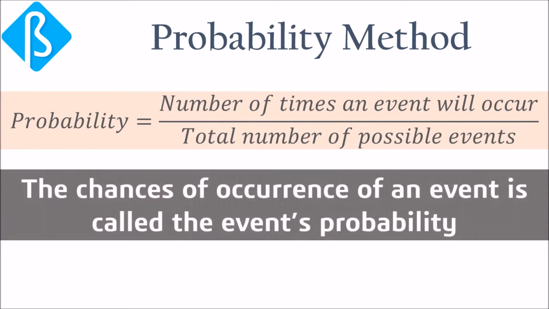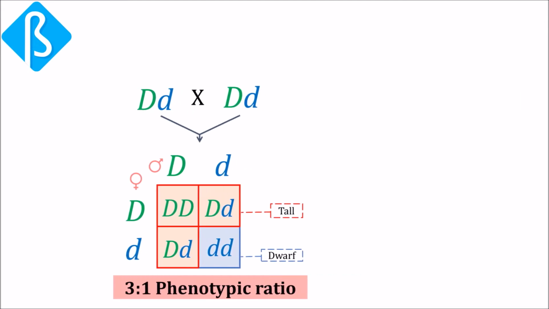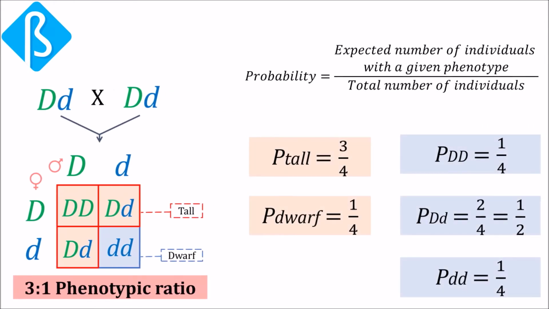Now we can understand the definition of it, which says the chance of occurrence of an event is called the event's probability. Remember that when two heterozygous tall pea plants are crossed, the phenotypic ratio of offspring was 3 tall and 1 dwarf. We can calculate the probability of phenotype and genotype of it using the formula shown here.